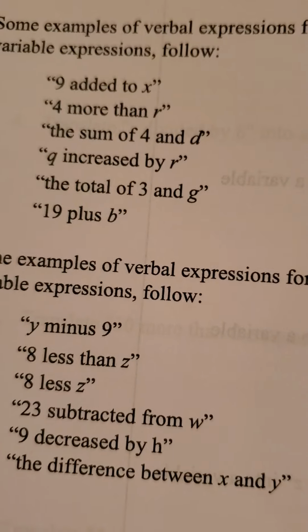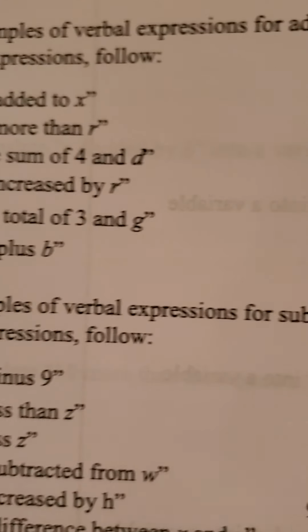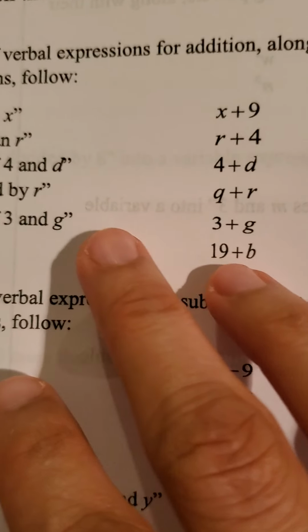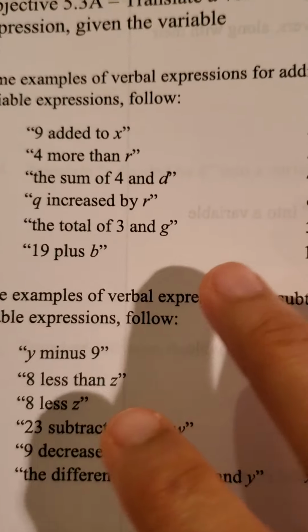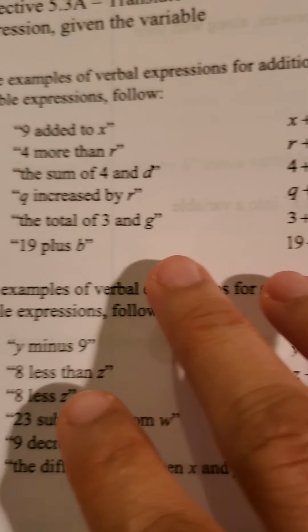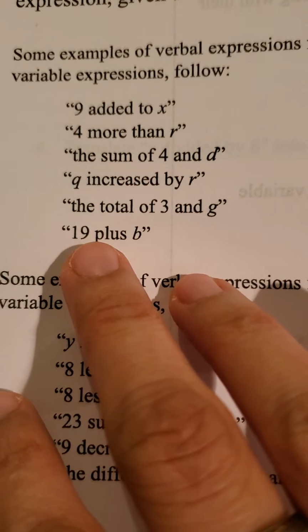Pay attention to this. It says 4 more than r, which is translated r plus 4. And then you see the sum of 4 and d, translated as 4 plus d. Now, q increased by r, q plus r. The total of 3 and g, 3 plus g. 19 plus b, 19 plus b. Now you see what's happening here?